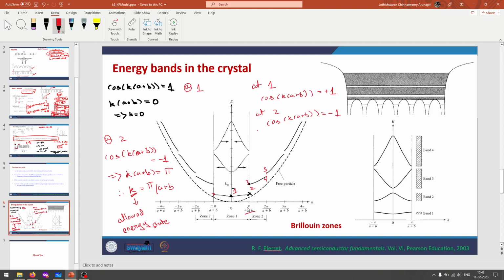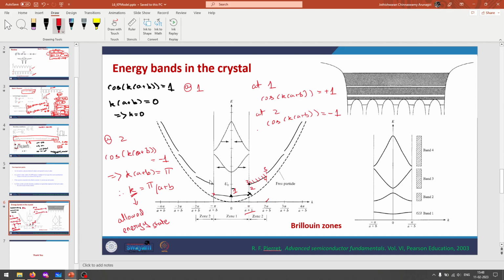values from plus pi by (a plus b) to minus pi by (a plus b), or from minus pi by (a plus b) to plus pi by (a plus b). And similarly, I have the second region, that is over here. What is this region? This goes from pi by (a plus b) to 2 pi by (a plus b). Is this clear? Yes, sir.